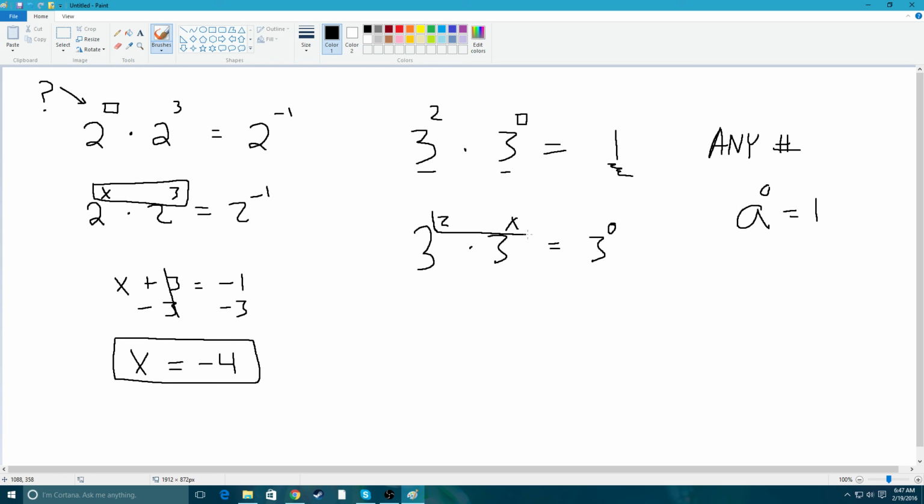So now that we're here, we have to combine the exponents. 2 plus x equals 0. Subtract 2 from both sides. x equals negative 2.